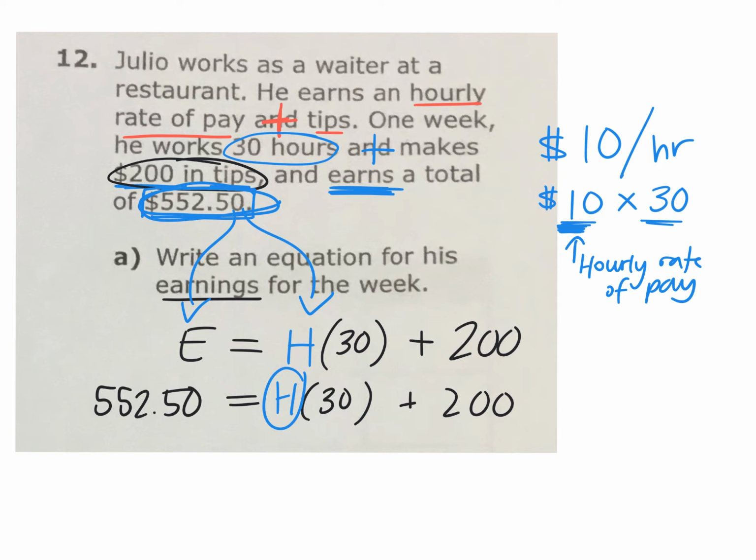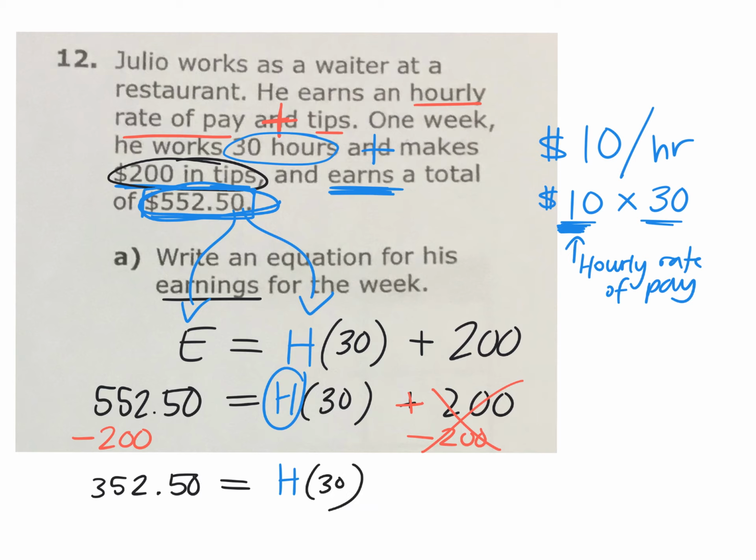You are isolating H. What's the first thing you want to get rid of on the right side of the equation? Do you want to get rid of the 30 or do you want to get rid of this 200? Get rid of the 200 first. Good. How do I get rid of the 200? If I have plus 200, I have to take away the 200. So what do I have to do on this side? Take away the 200. What's 552.50 take away 200? What do you get? 352.50 equals H times 30.